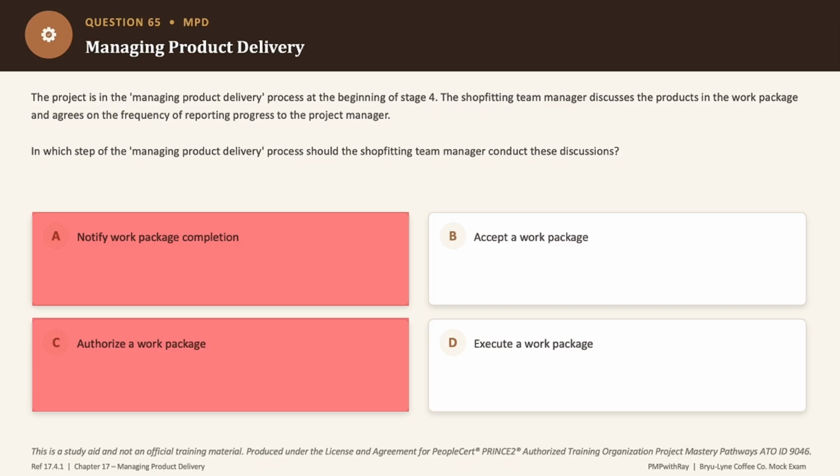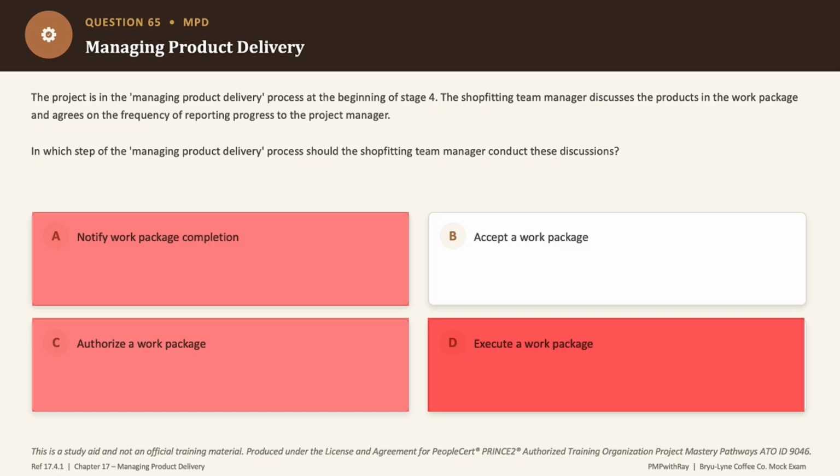Now option D, execute a work package is actually doing the work, okay, after everything has been agreed and aligned. So that is an incorrect answer choice as well. So the correct answer is option B.